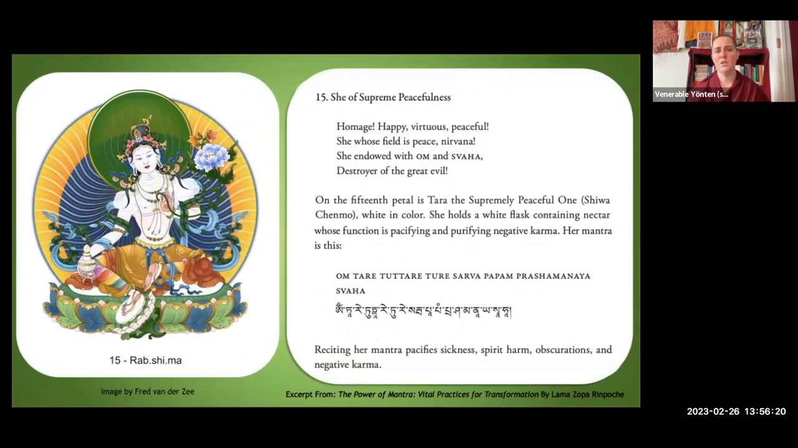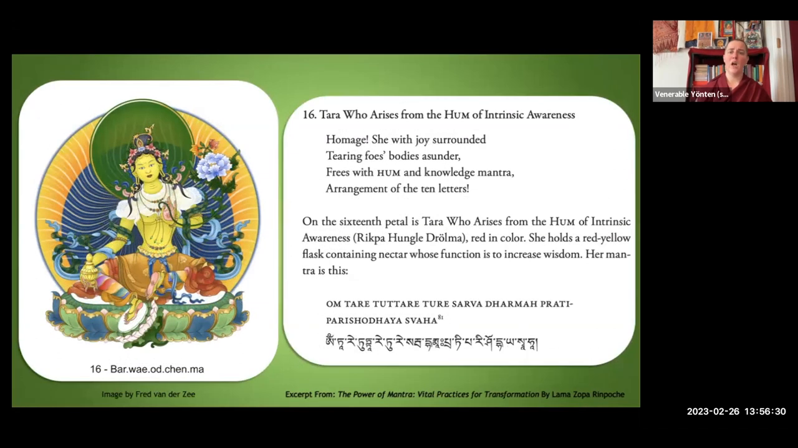Homage, happy, virtuous, peaceful, she whose field is peace, nirvana. She endowed with omen soha, destroyer of the great evil. Homage, she with joy surrounded, tearing both bodies asunder, breathes with human knowledge mantra, arrangement of the ten letters.